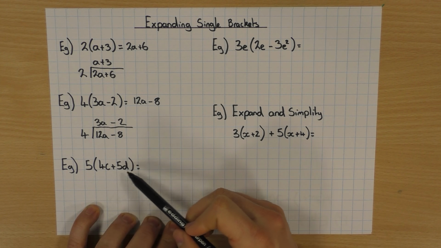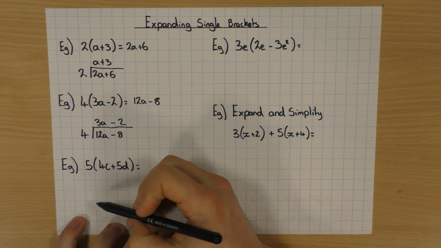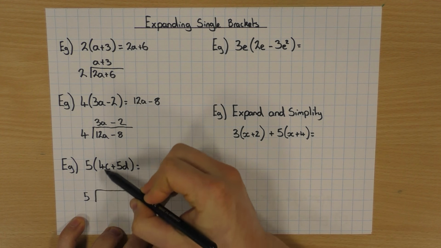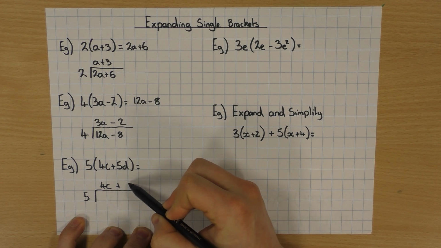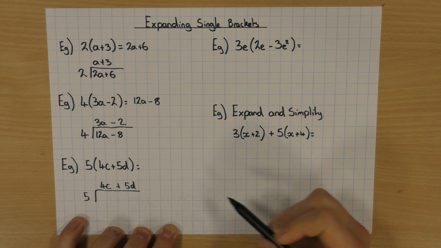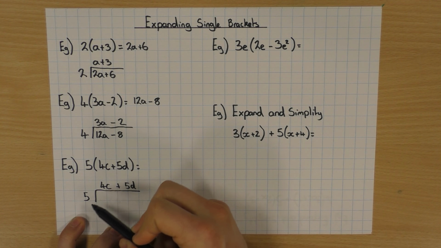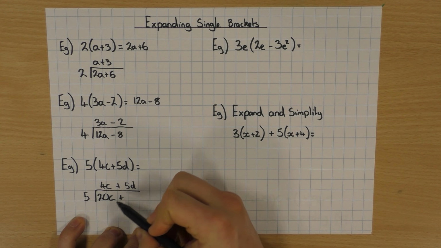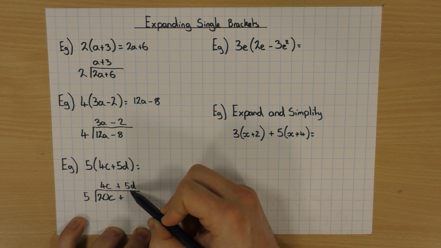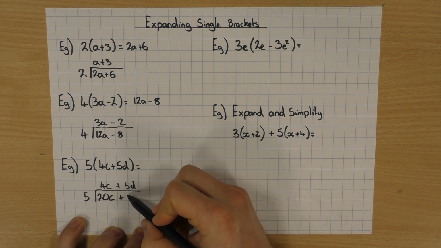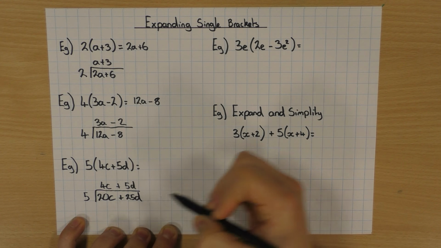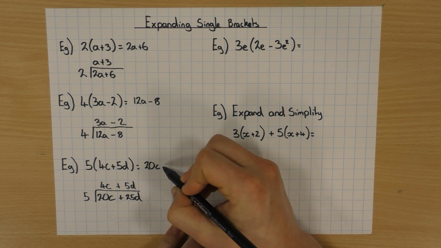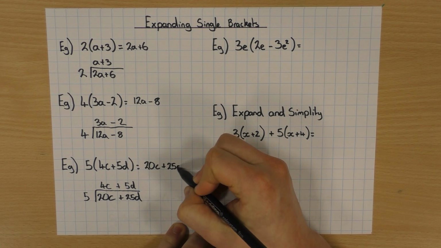This one here, got two different variables here, both with coefficients. Again, don't let it put you off, just draw yourself a nice little quick grid. 5 is on the outside, 4c plus 5d at the top, and times them. 5 times 4 is 20, so 5 times 4c must be 20c, and then 5 times 5 is 25, so 5 times 5d must be 25d. Don't forget to write your answer in the exam in the space provided, because we want to make it nice and easy for the examiner.